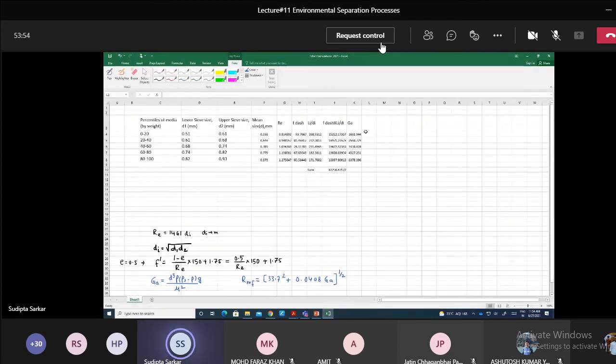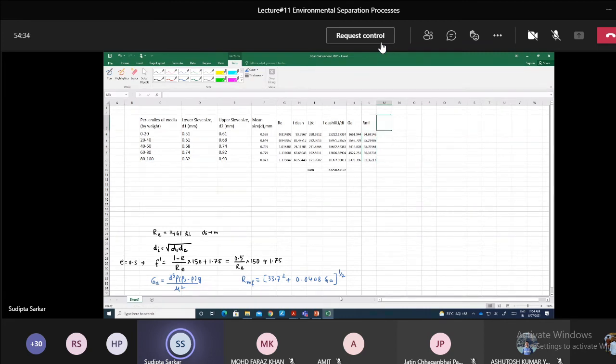Alright, so let us write RMF and let me enter the formula. So we have 33.7 plus 0.0408 times GA, which is this column, and you have the whole thing to the power 0.5, right, half. So that gives me RMF. So this is RMF.